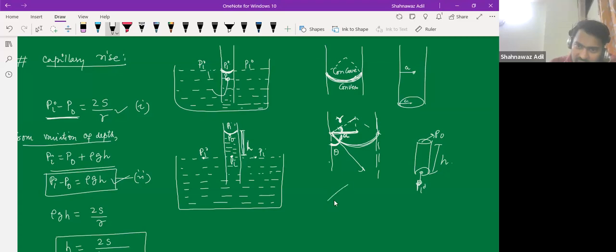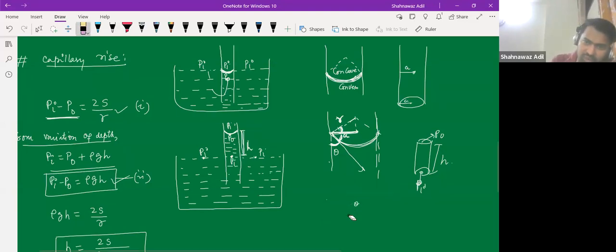Okay, let me draw this thing in here. So this is theta. These two are perpendicular, so this is 90 minus theta, and these two are perpendicular. So if 90 minus theta is this, what would be this angle? What would be this angle, guys? Did you guys understand? Sorry, sir. Okay, let me draw this again.